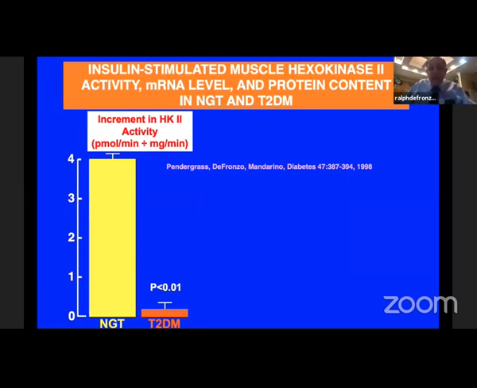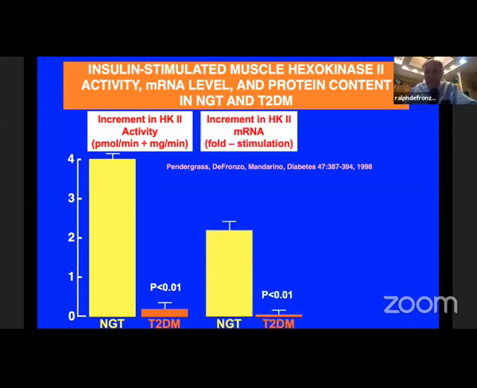So it turns out that hexokinase 2 is one of the enzymes that's acutely regulated by insulin. It's activated in 2 to 3 hours, and you actually can show in normal people an increase in the activity, as shown in this slide, as well as what you're going to see in a moment, an increase in the HK2 protein amount in mRNA. But clearly, you can see that hexokinase 2 activity in people with type 2 diabetes is severely impaired, consistent with our in vivo measurements of flux through hexokinase 2.